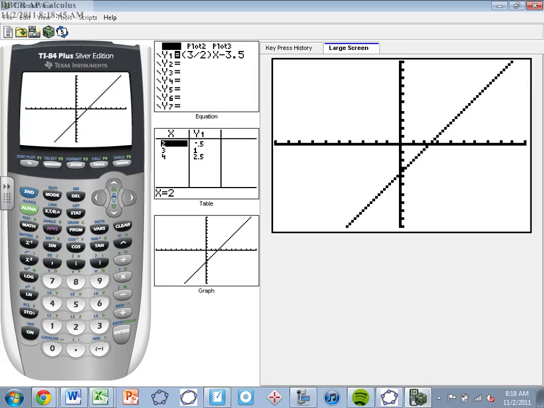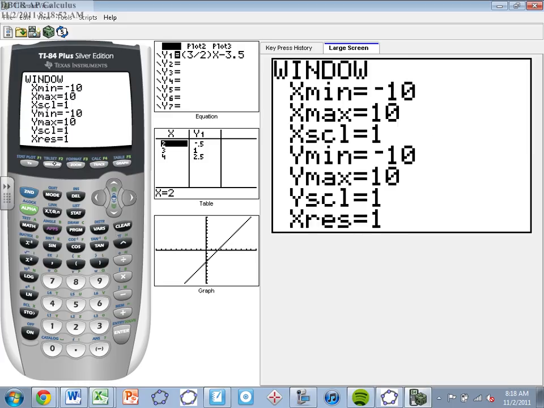Now, if I wanted to graph something only in the first quadrant, who can tell me what I should change my values to here? I only want the first quadrant. Derek? Close. First quadrant, not second quadrant, Derek. You give me the second quadrant. I want the first quadrant, Daniel. Good. X minimum has to be 0.